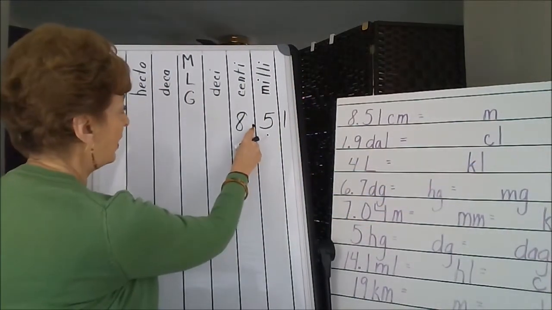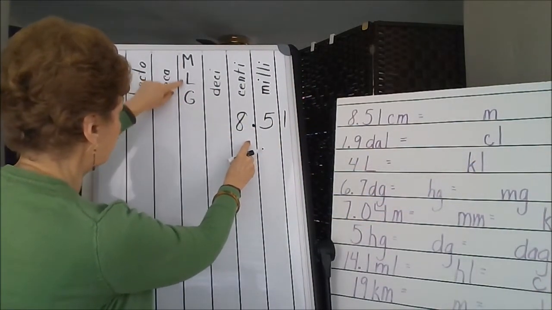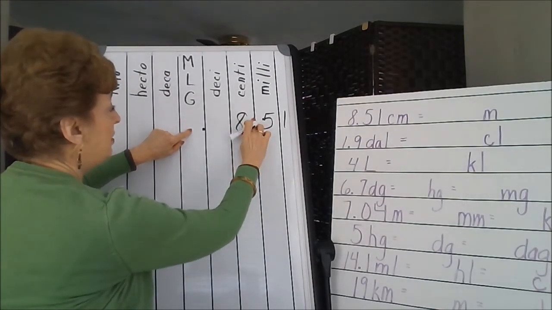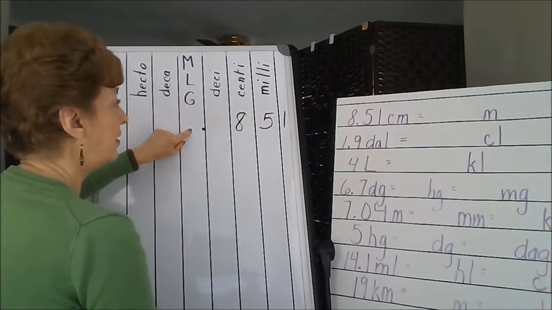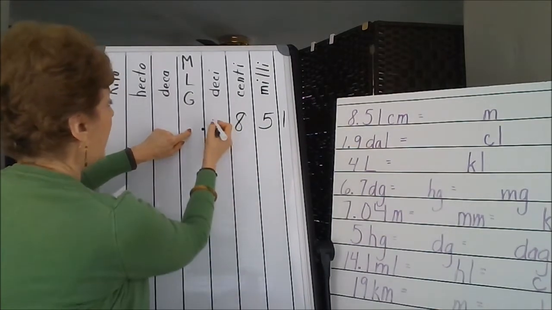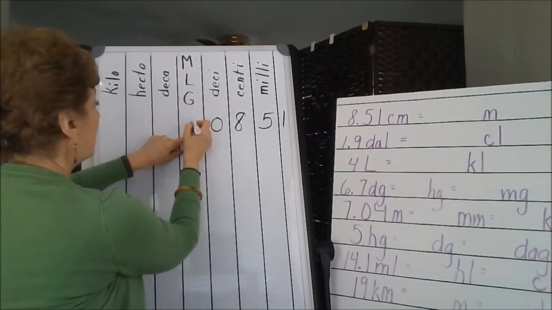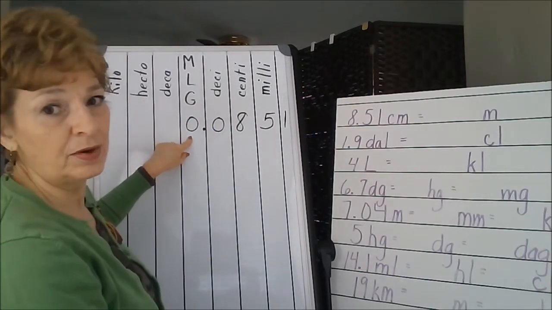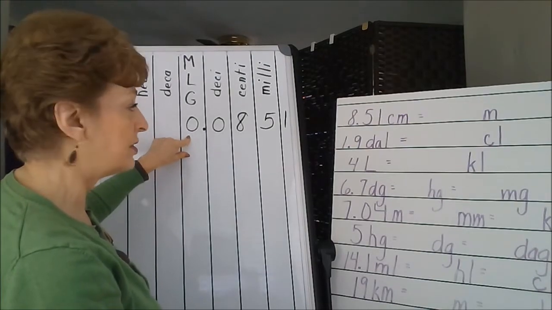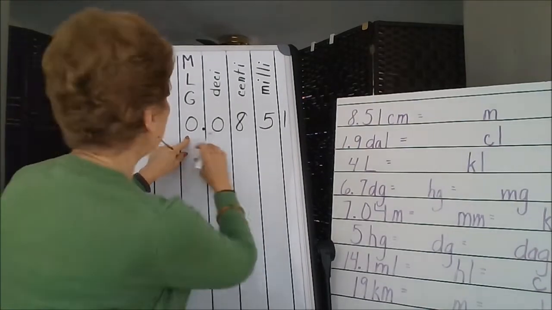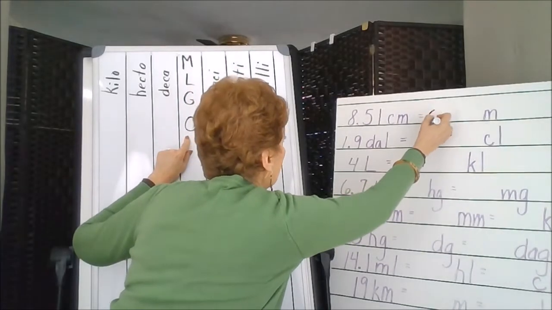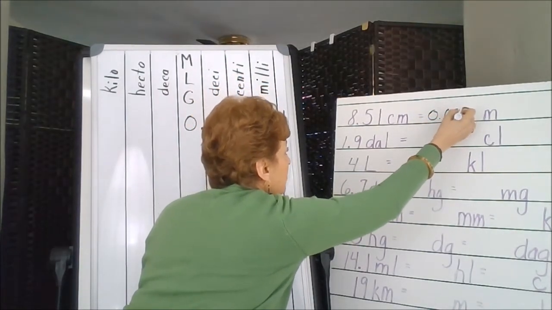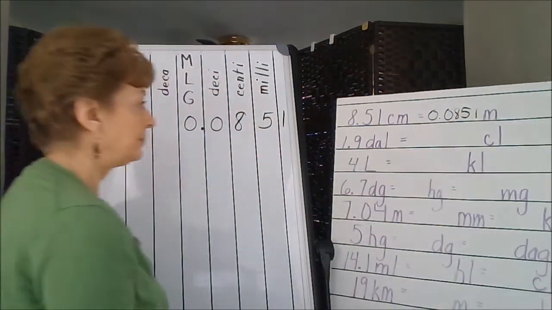So our decimal point is going to shift to the meter column. Here we go, right there. It's going to be removed from the original problem, and these columns are going to be filled with zeros in order to get to the meter column. So our number here would be 0.0851 meters.